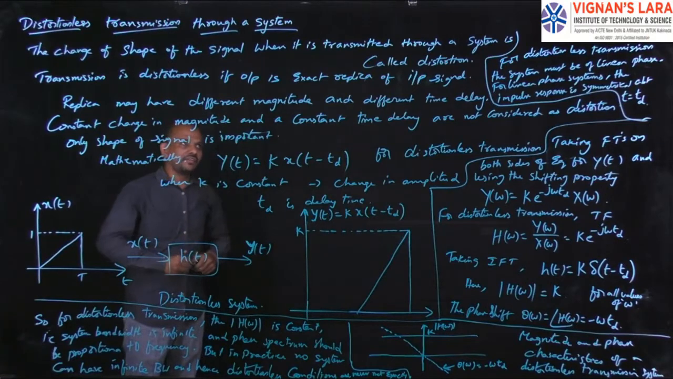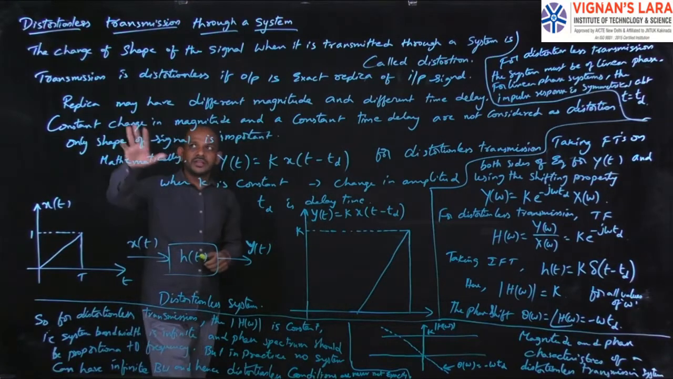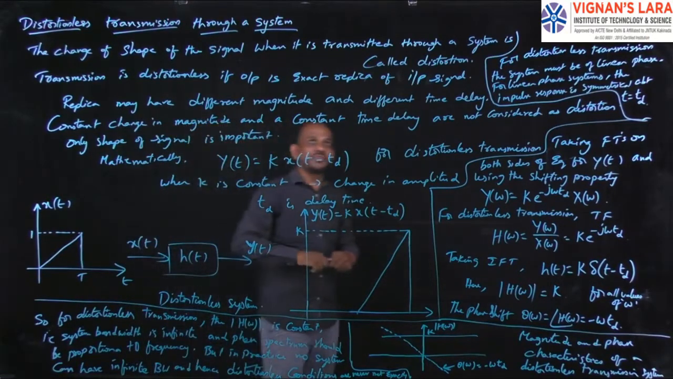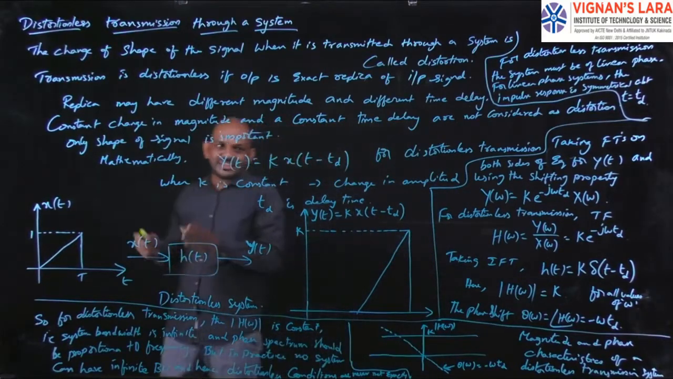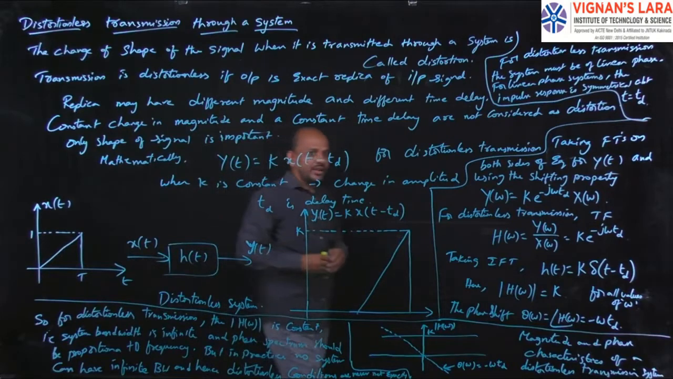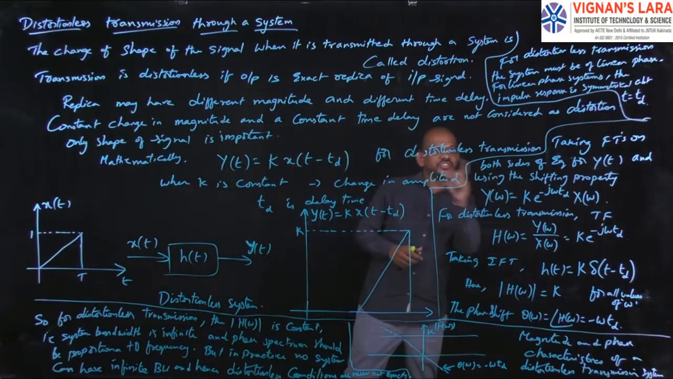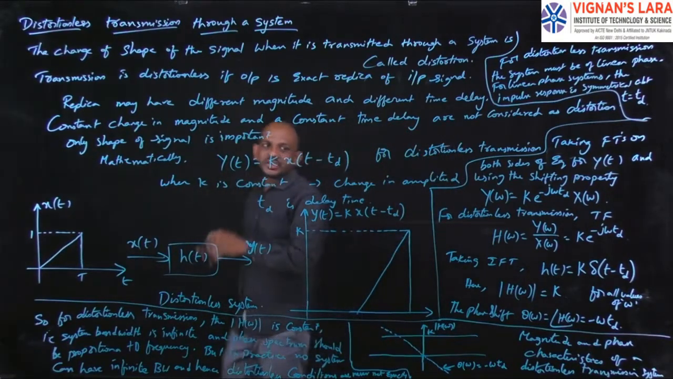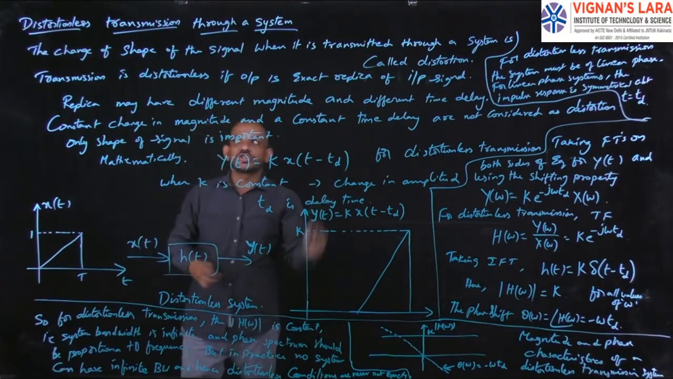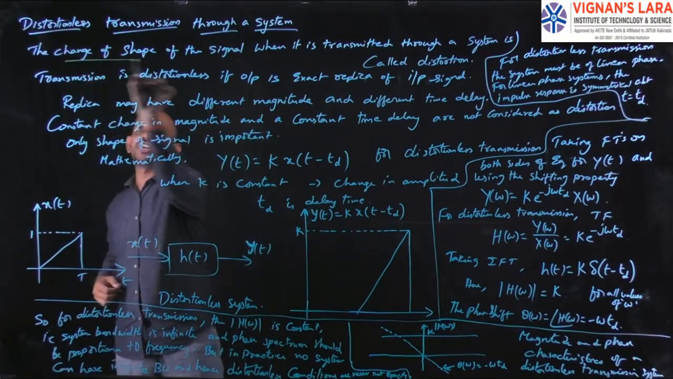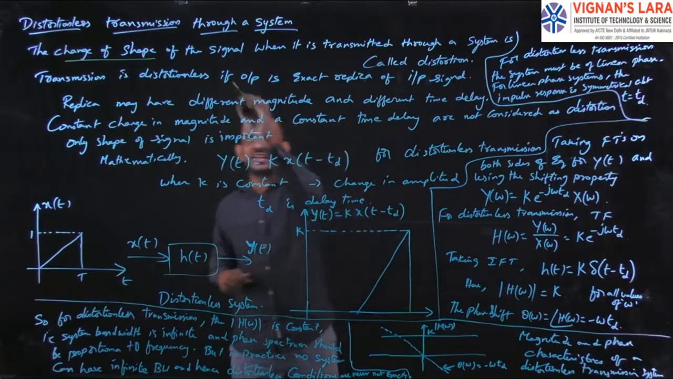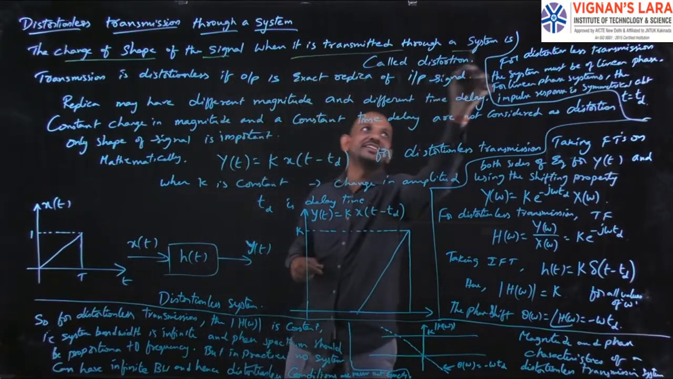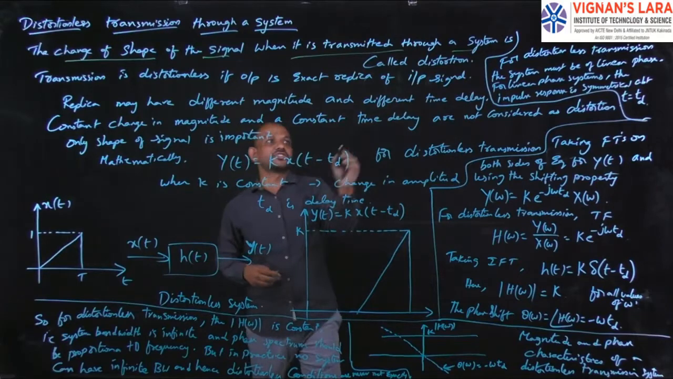First, I will explain what distortion is. It is the change of shape of the signal when it is transmitted through a system. If a signal is transmitted through a system and, at the output, there is any change in the shape of the signal with respect to the input, then we call that distortion. The change of the shape of the signal when it is transmitted through a system is called distortion.